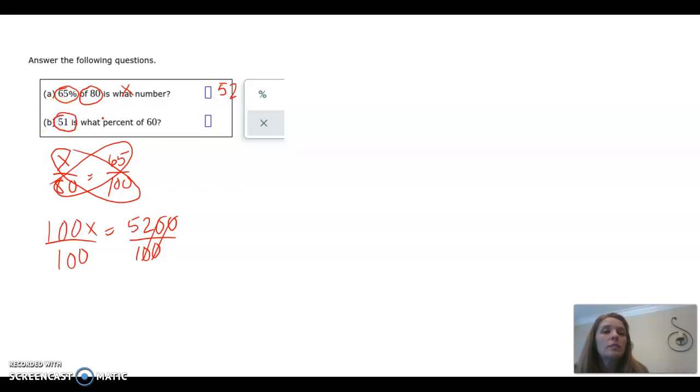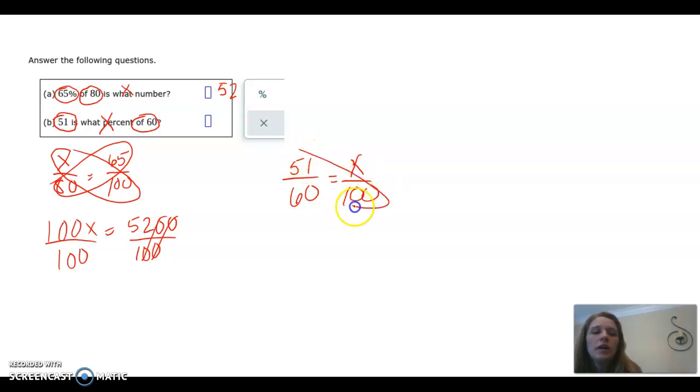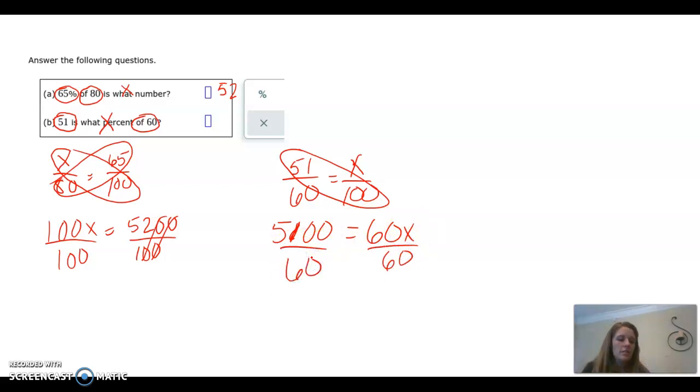And then here again, 51 is what percent? I don't know. Of 60. So is over of equals percent over 100. Again, we're going to cross multiply. 5,100 equals 60x. Divide by 60. Get your calculator. 5,100 divided by 60 is 85. So there you go. All right, let me know if you have any questions.